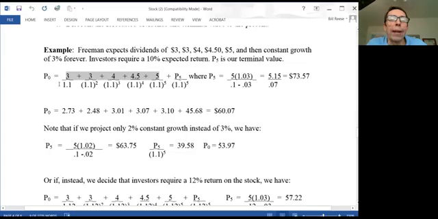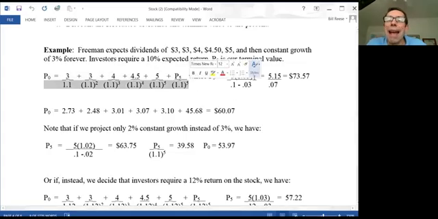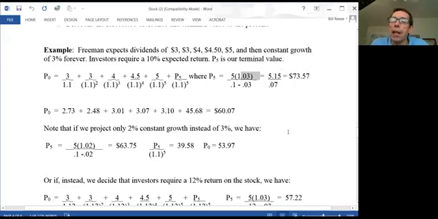I'm still requiring a 10% rate of return. But now I'm saying at the end of 5 years, I think the stock is going to grow at 2% instead of at 3%. How much of a change does that make in the price of the stock? A big change. Now, instead of thinking the stock is worth $60.07, I think it's worth about 10% less than that, $53.97. So that 1% change in my terminal growth rate, my long-term growth rate, is going to make a 10% change in the price in this particular example.